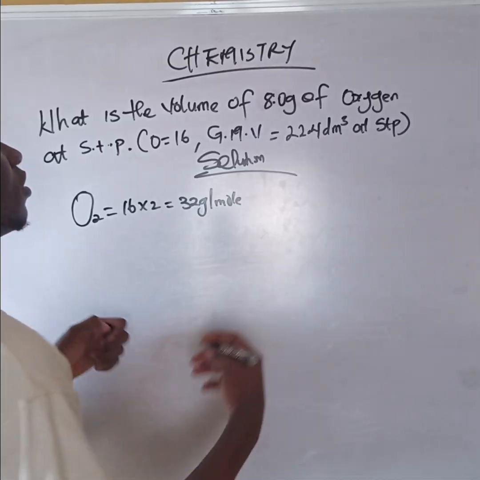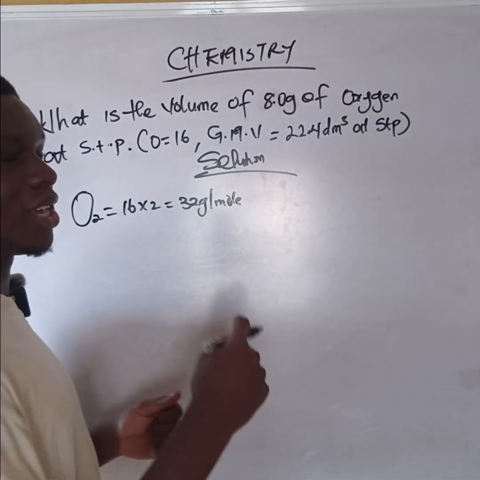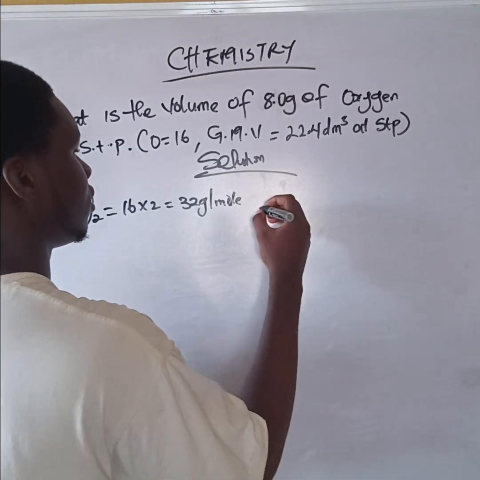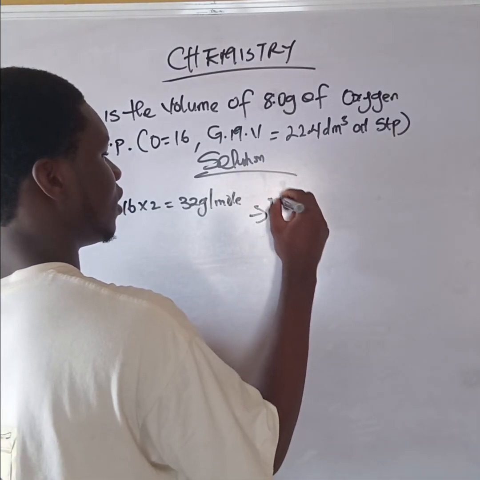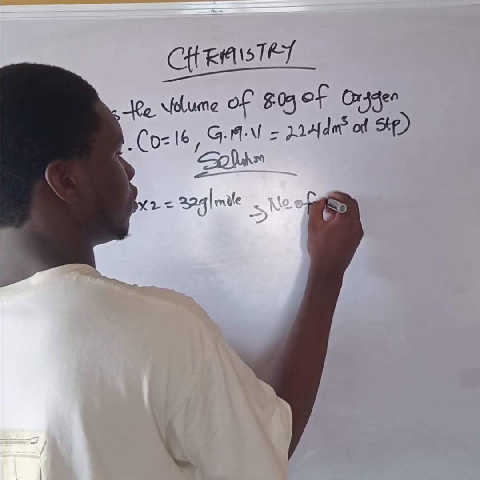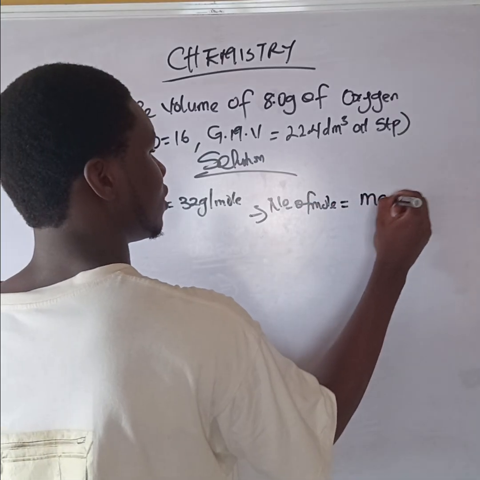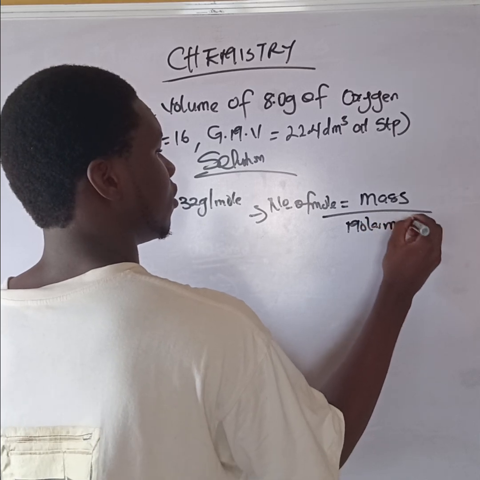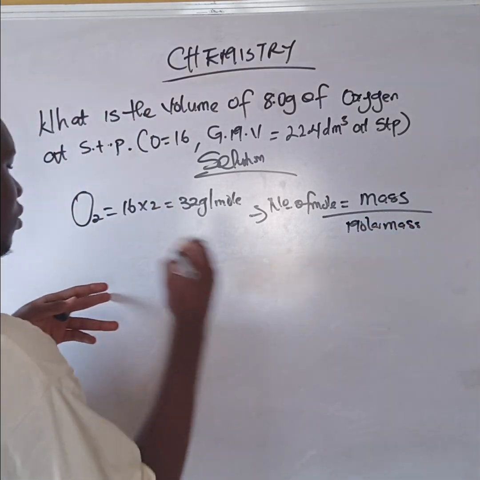So now moving on. In order for you to solve this problem, you need to know the number of moles that 8 grams contains. So using the formula, number of moles equals mass divided by the molar mass. Are you following? Mass divided by the molar mass. So what do you do next?